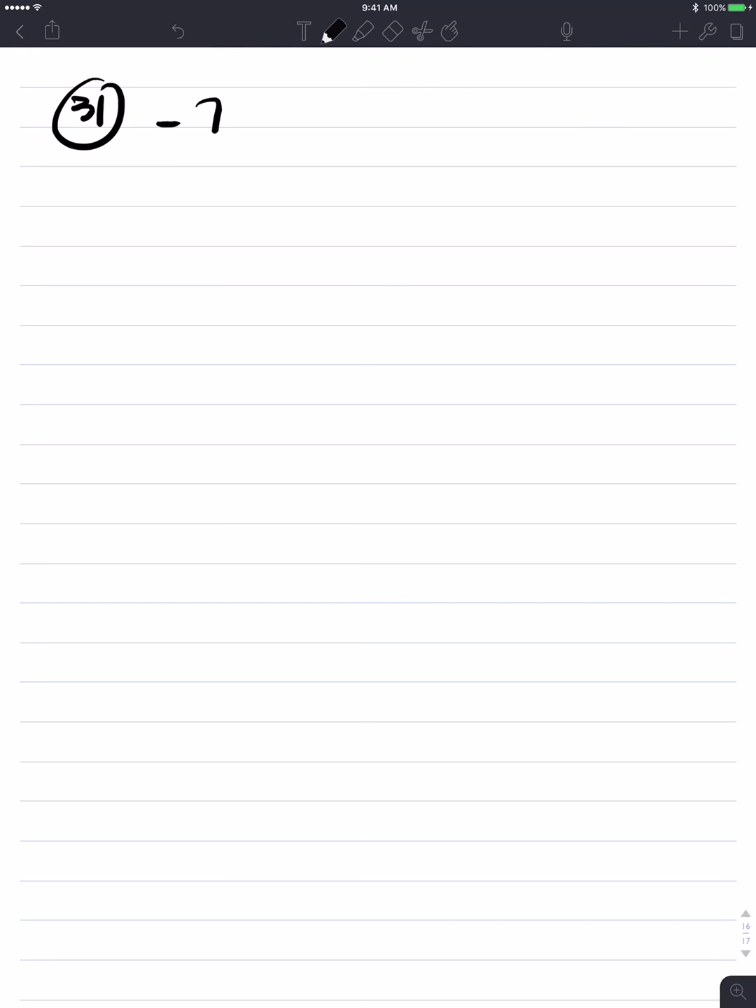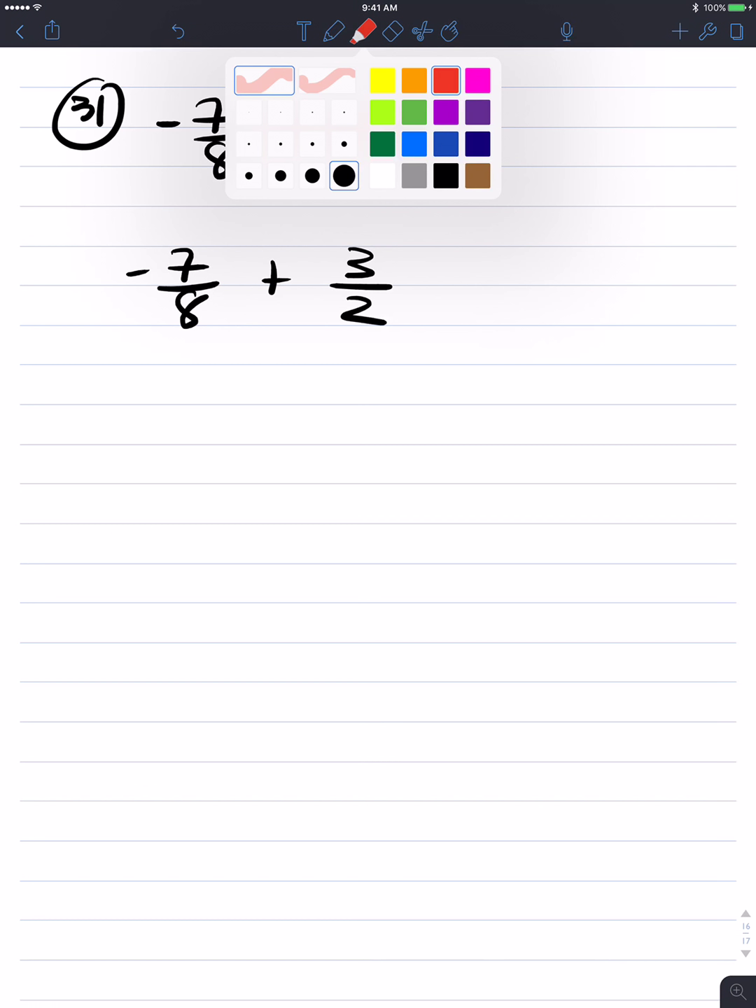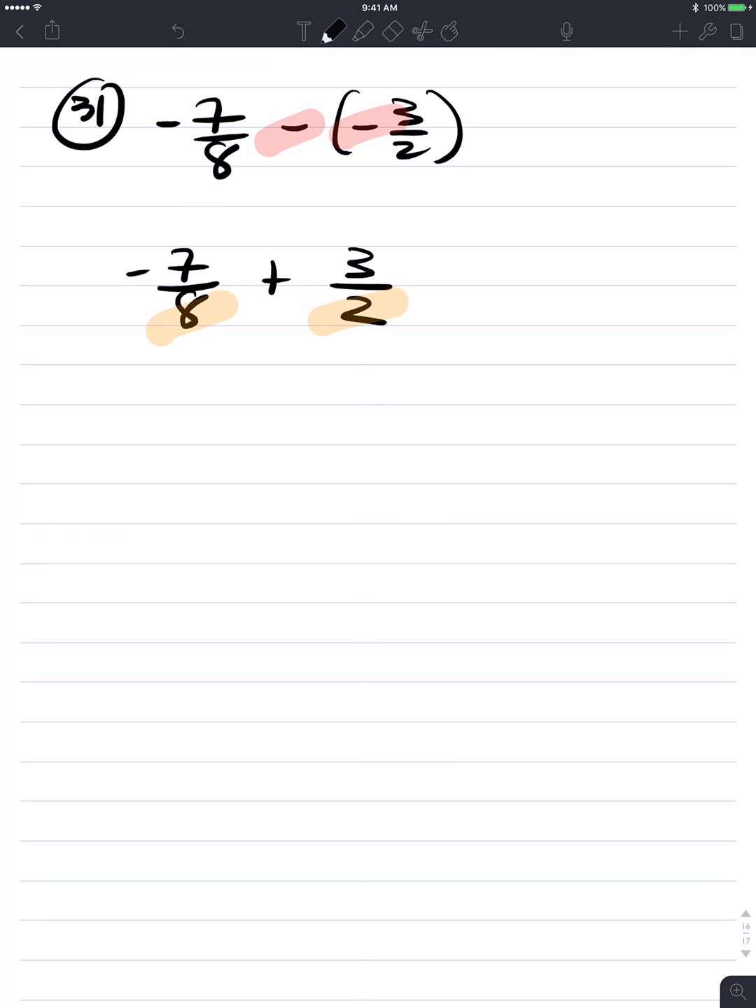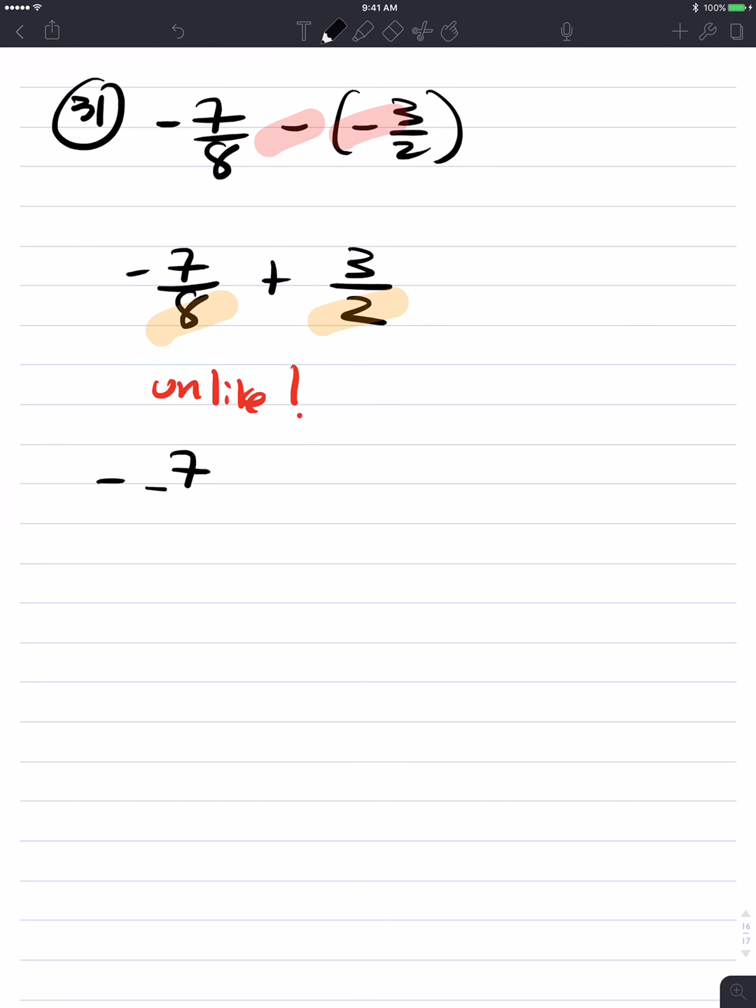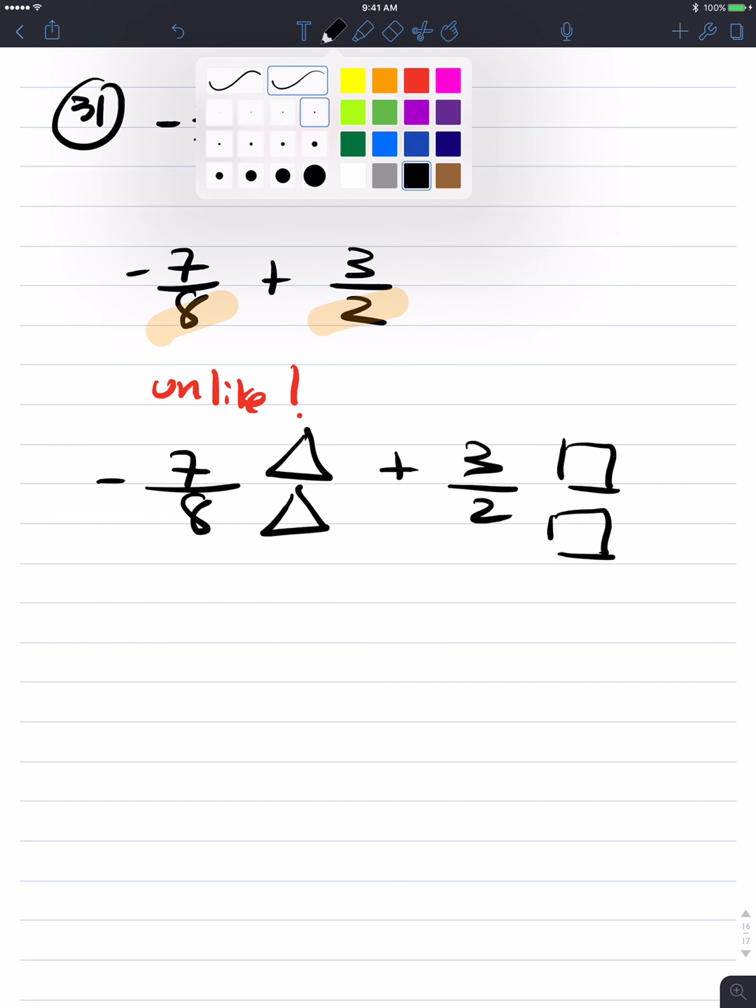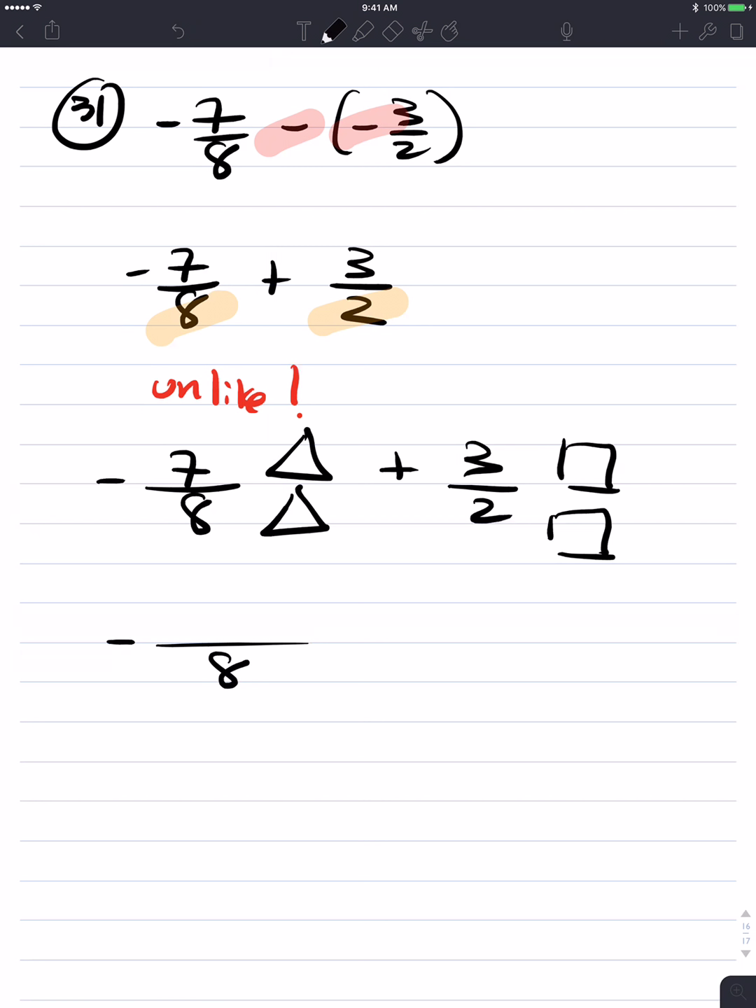We get negative 7 over 8 minus a negative 3/2. Minus the minus gives us a plus. Negative 7/8 plus 3/2. These fractions are unlike because they have different denominators. You have to go through our setup. The LCM of 8 and 2 we're going to find is 8.